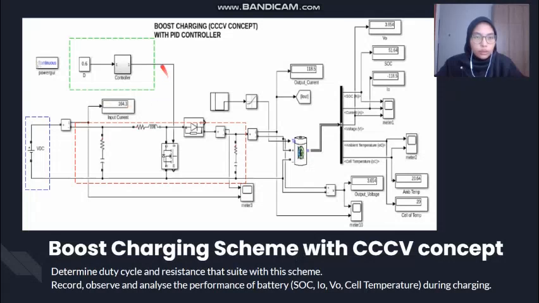So this is the controller that we use. In this controller, we have a PID controller that functions to control the output based on three inputs. The first one is duty cycle. The second one is current reference, and the third is output current of the system. So this one is the voltage source, VDC. So this is the boost converter circuit that is connected to the battery, a lithium-ion battery.